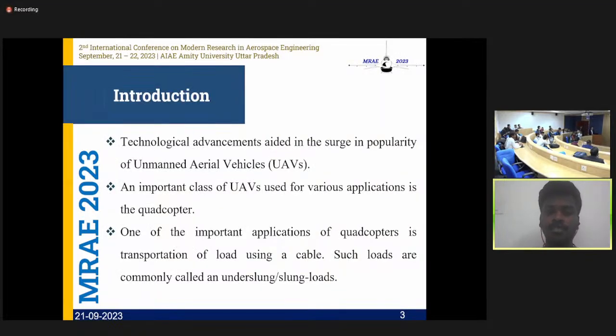Over the past years, we have seen a lot of growth in electronics, computer science and aerospace fields that has led to a surge in popularity of UAVs. Among UAVs, an important class due to their distinctive VTOL capabilities is quadcopters. Quadcopters are used for various applications from photography to agriculture to search and rescue to transportation. In transportation, using quadcopters to carry a load using a cable is becoming pretty popular over recent years. Such loads are commonly called underslung or cable loads.